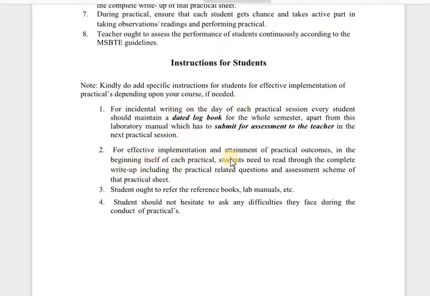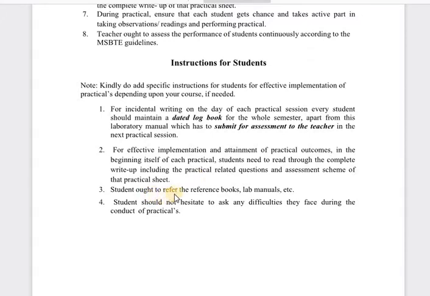For effective implementation and attainment of the practical outcome, in the beginning itself of each practical, the student needs to read through the complete write-up, including the practical related questions and the assessment scheme of that practical sheet. So we will see practicals one by one. Before that, you have to read all the information which is given under each and every experiment for easy understanding of the practical.